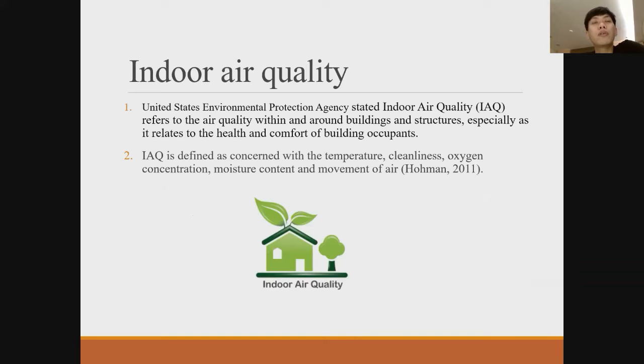In the literature review, I went through some literature. For indoor air quality, the United States Environmental Protection Agency states that indoor air quality refers to the air quality within and around the building and structures, especially as it relates to the health and comfort of building occupants. And IAQ is defined as a concern with the temperature, cleanliness, oxygen concentration, moisture content, and the movement of air.